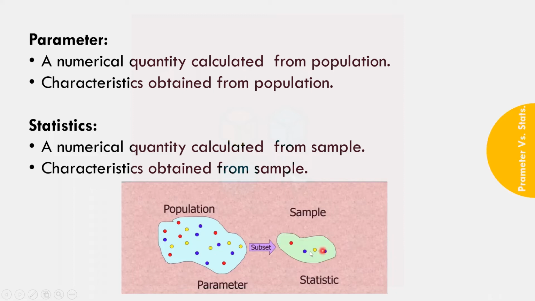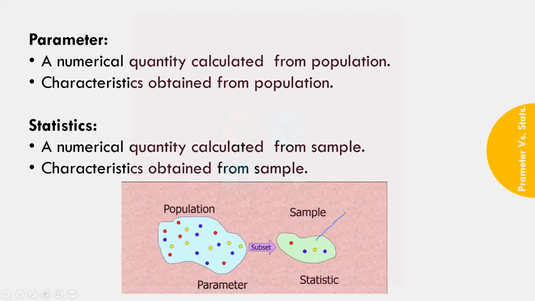If all the elements are of the blue color, not a single yellow, not a single red, then this sample is not a representative part of the population. Representative part means all the characteristics of the population should be in the sample. And on the basis of this sample, the numerical quantity is calculated. And on the basis of this population, a numerical quantity is calculated.